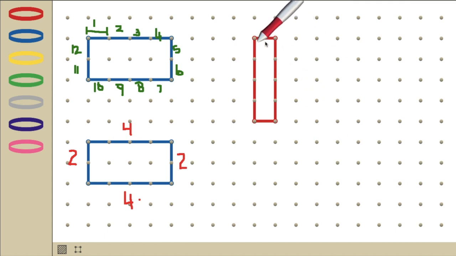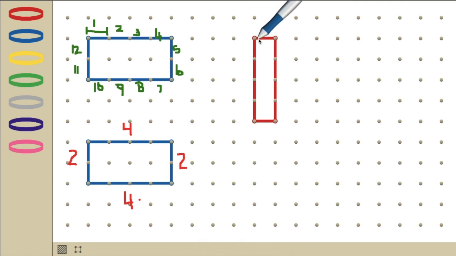Taking a look at this rectangle, is this rectangle congruent with that rectangle? In other words, are they the same size and shape? And of course, the easy answer is no, they're not. But what about the perimeter? Are the perimeters the same or are they different? Well, let's check it out.